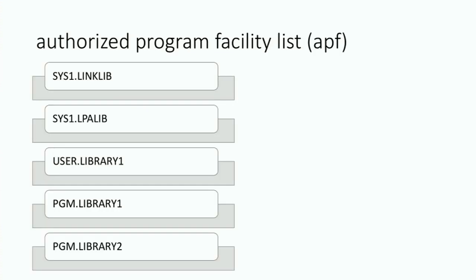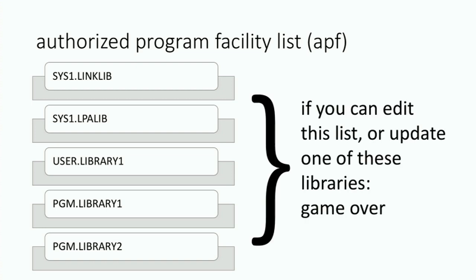What that means is there's a concatenation, or a list, of these libraries that's set up on IPL, on boot. If you can write to one of these libraries, or if you can add a library that you can write to this list dynamically, which is also possible, that is game over. Because now you can run a binary in supervisor state key 0 by definition. This is how the system maintains integrity. z/OS basically says only authorized programs can call other authorized programs unless you meet one of these criteria.